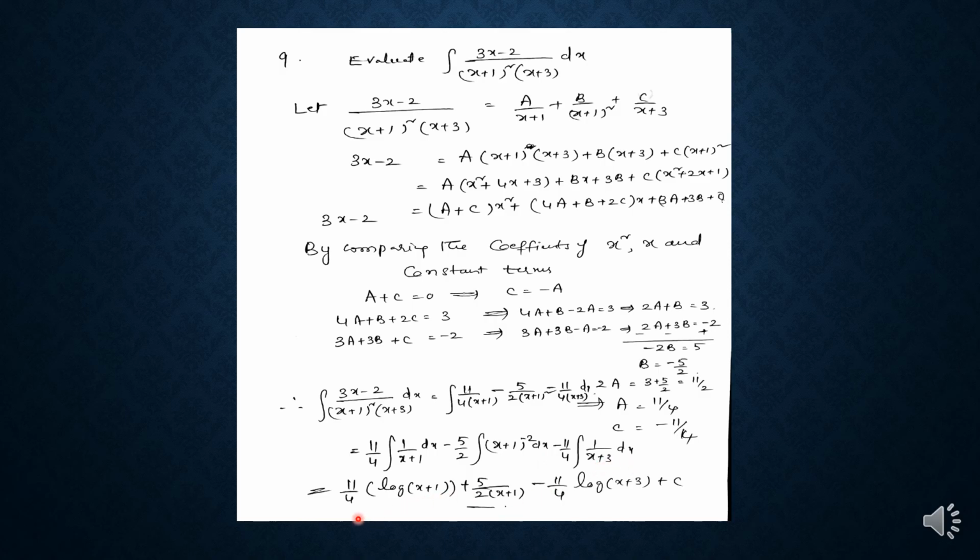That is 11 by 4 into log of (x plus 1), plus 5 by 2 into (x plus 1) to the power of minus 2 integrated, which is (x plus 1) to the power of minus 2 plus 1 by minus 2 plus 1, that gives minus 1 by (x plus 1). So this becomes plus 5 by 2 into 1 by (x plus 1), minus 11 by 4 log of (x plus 3) plus C. So this is the solution. Now coming to the next problem.